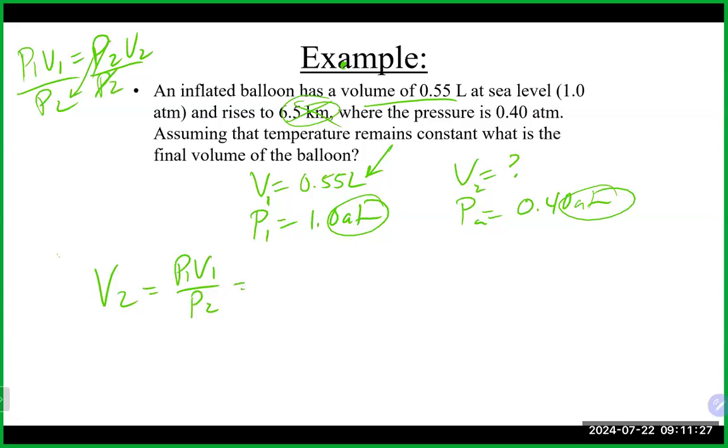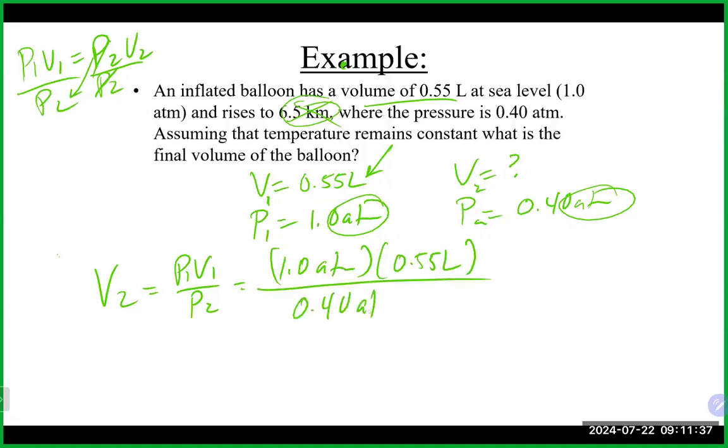Make sure we put our numbers in the correct locations. That is 1 atmosphere, that is 0.55 liters, all divided by 0.4 atmospheres. Atmospheres will cancel, leaving us liters as our unit, and that is going to leave us 1.4 liters in this particular case.